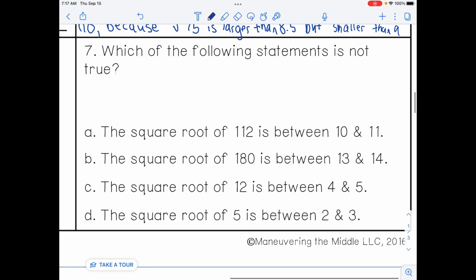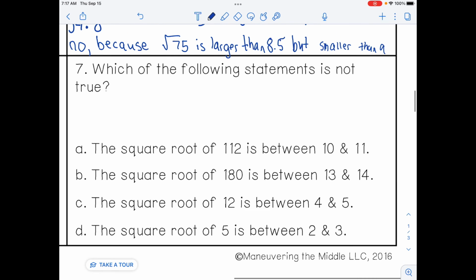Number 7, which of the following statements is not true? So I have to read and try each one. So I'm going to write above them so that you can see. So the square root of 10 would be 100, and the square root of 11 is 121. Does 112 fall between? Yes. So I'm going to put true.